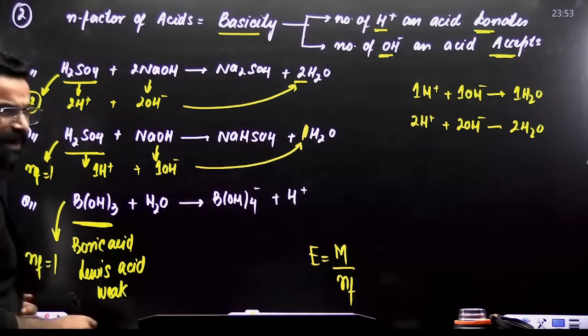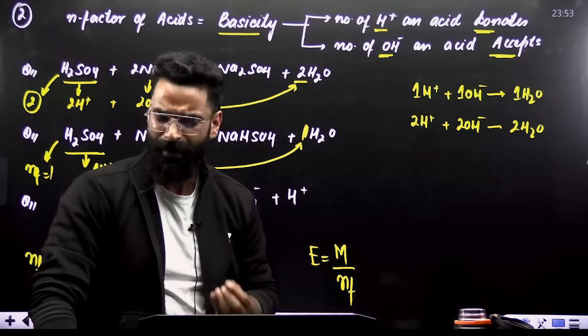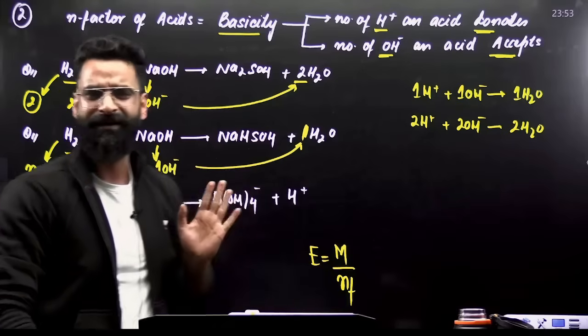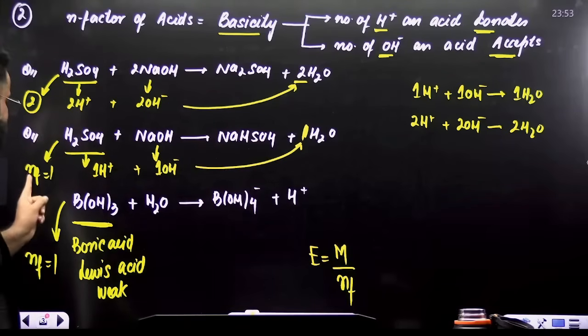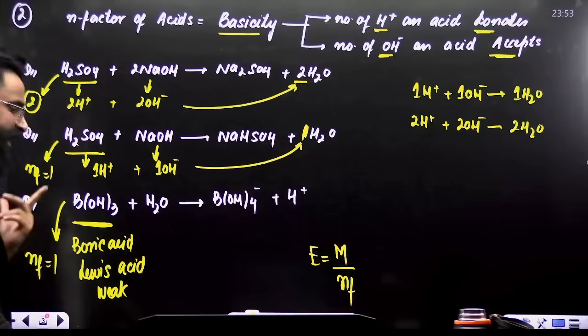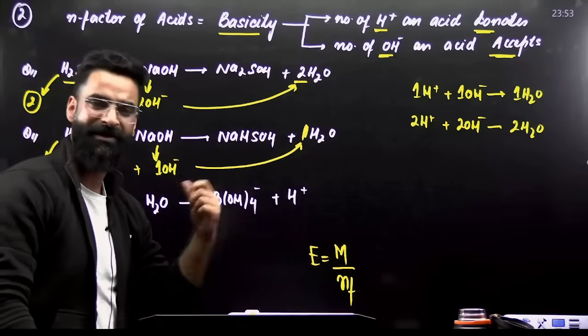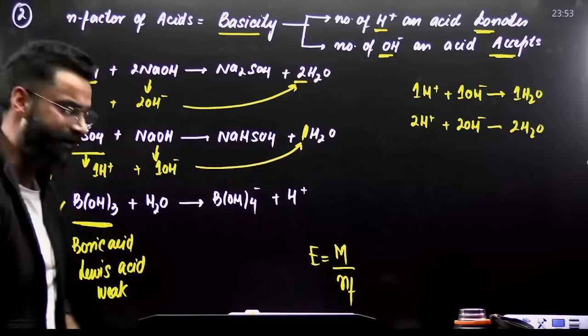And if you got their N factors, you can easily calculate their equivalent masses. How? Their molar mass divided by their N factor. H2SO4's molar mass is 98 grams divided by its N factor. 98 divided by N factor. Similarly, its molar mass divided by its N factor. You can calculate the equivalent mass of the substance, the equivalent mass of the acid particularly.